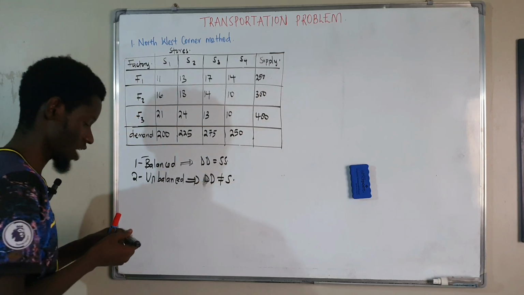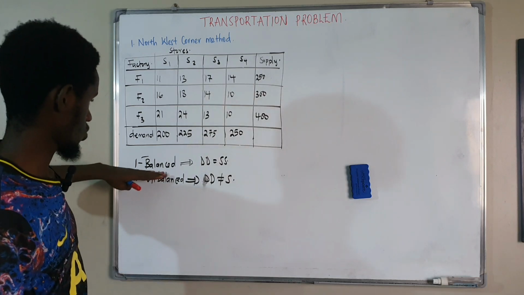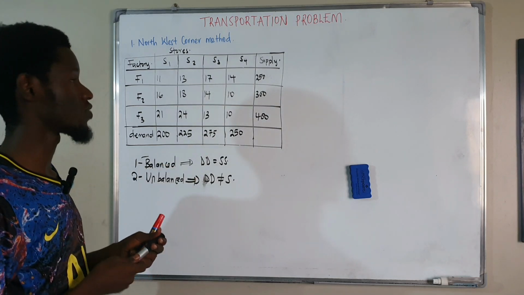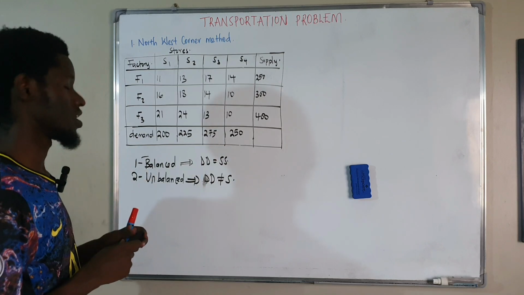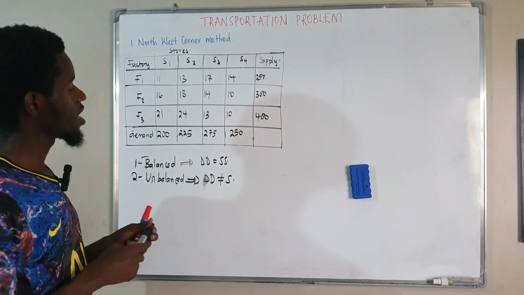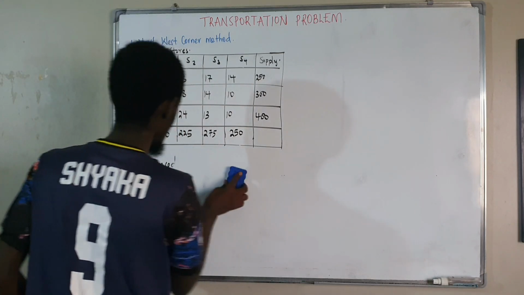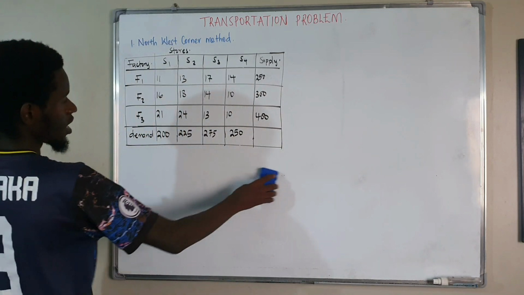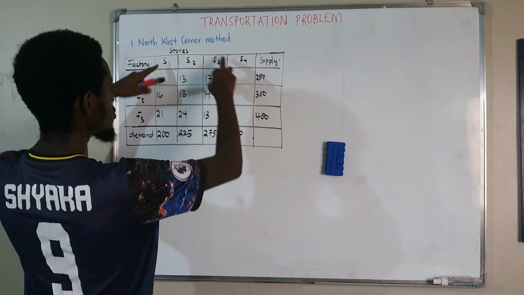But for us this time round, we shall only focus on the balanced transportation problem, where demand is equal to supply. Whenever you are given any question, first try to see whether the demand is equal to supply. If the demand is equal to supply, then it is called a balanced transportation problem. Like from our example here, the factories are supplying, and these stores are demanding.